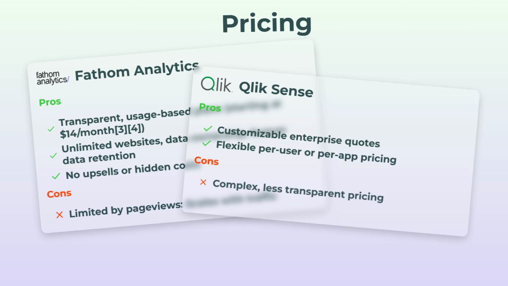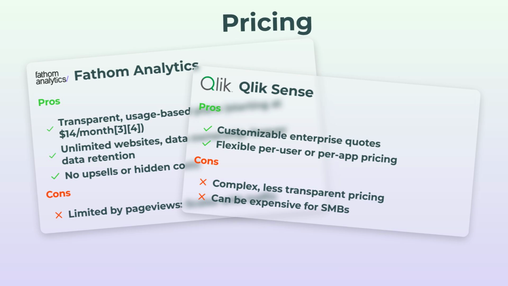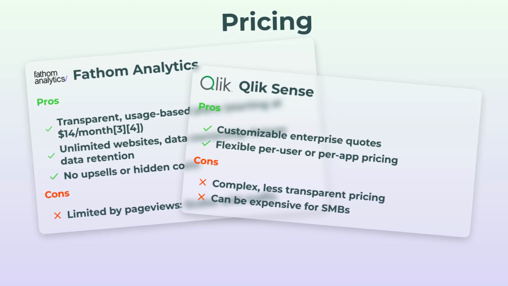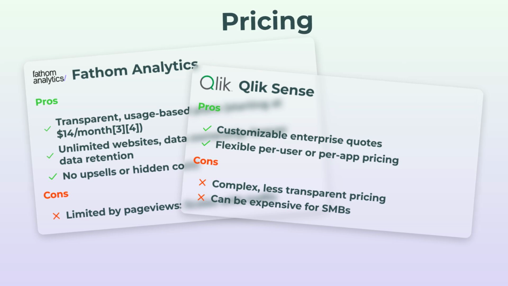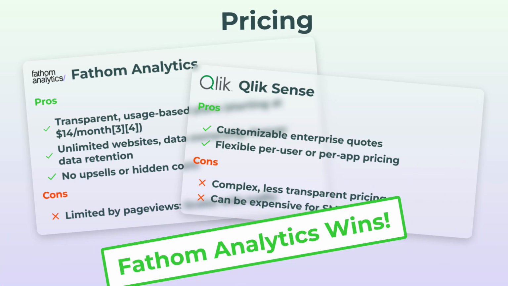Now, Qlik, this is where things get complicated. They offer customizable quotes, per user or per app pricing. Great for huge companies maybe, but for small and medium businesses, it's pricey, not so upfront, and you kinda have to jump through hoops just to get a real number. If you love clarity and predictability, Fathom definitely wins here.